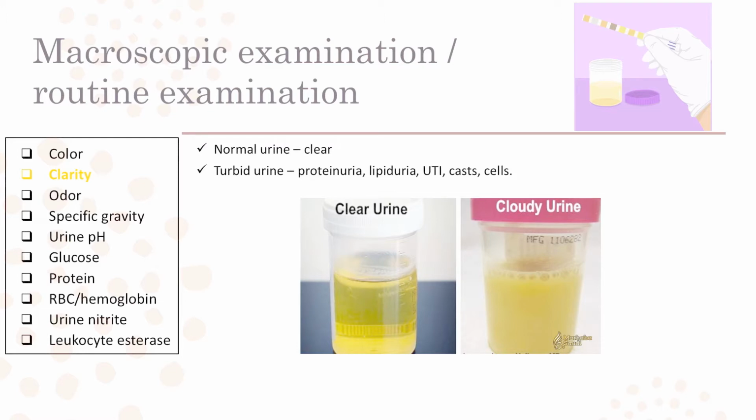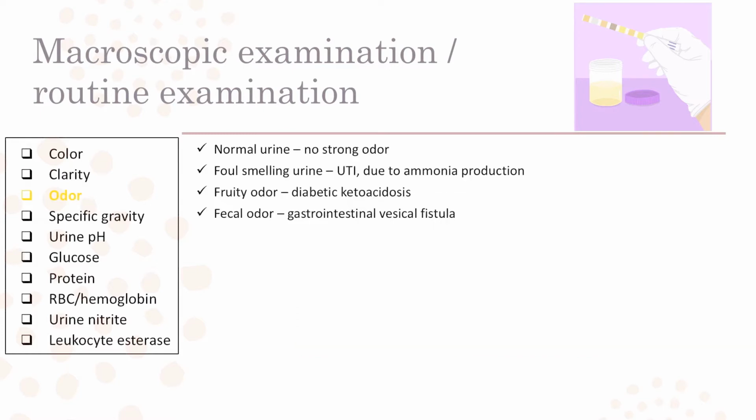Then turbid urine we generally get in the setting of proteinuria, lipiduria, or urinary tract infections, because these urinary tract infections also increase the levels of pus cells. If certain urinary casts or urinary cells like epithelial cells etc. are present, then the urine becomes turbid. Turbid urine gives an indication of all these things.